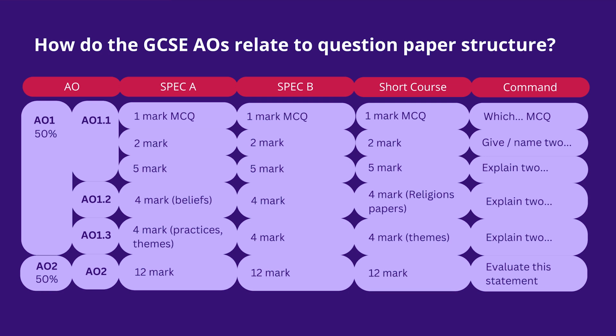It's also noticeable that the command words change as the question types move up the mark tariff, and they therefore demand more in terms of skills. So we move from a multiple choice to a give question and then on to explain and then those evaluate questions. AO2 analysis and evaluation is always assessed at GCSE through the 12-mark extended answer questions. They always give a statement and then use the phrase evaluate this statement as the command.